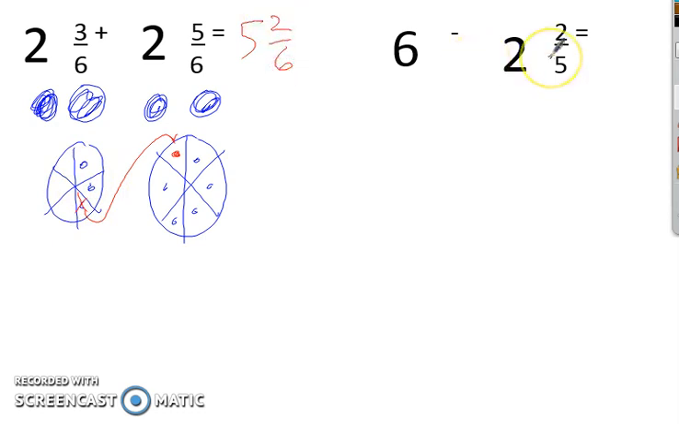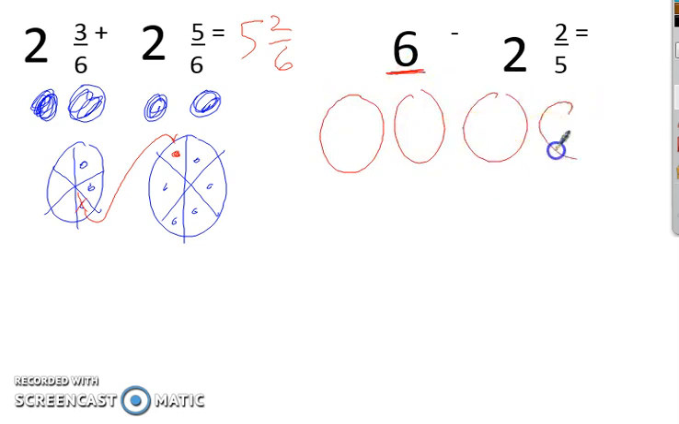This subtraction problem is just like what we did above, except there's not even going to be a fraction part. So I'm just making 6 whole pies. 2, 3, 4, 5, 6. And I'm going to cut them each into fifths, because that's my denominator over here. So we got the starfish going again.